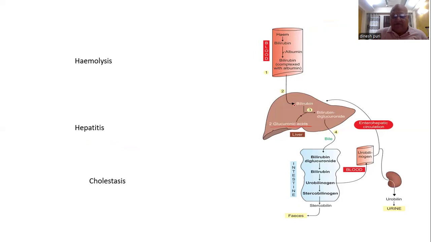Unconjugated bilirubin will go to the hepatocytes, where it will be taken up into the liver cells. Albumin will be left outside only, and bilirubin will be taken up into the liver cells.